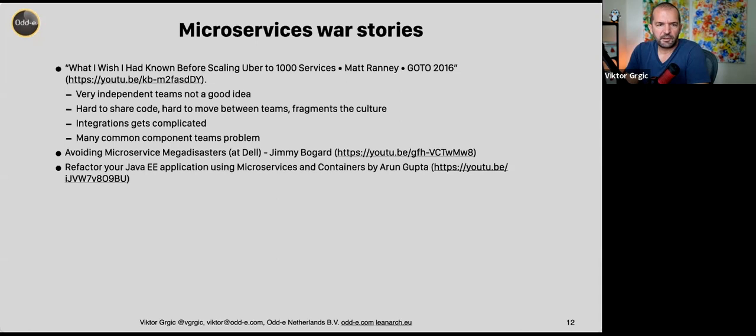And integration gets really complicated because of the separation of the teams. And besides that, there are lots of other component team problems that we also talk about in large-scale Scrum. And you just want to avoid component teams in general.